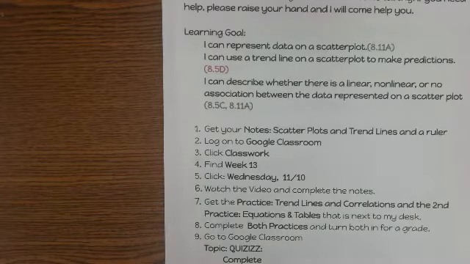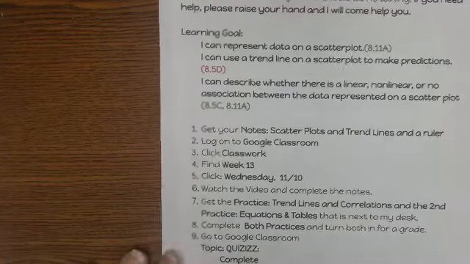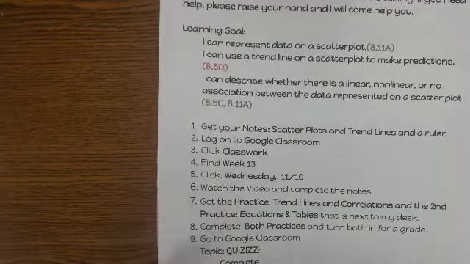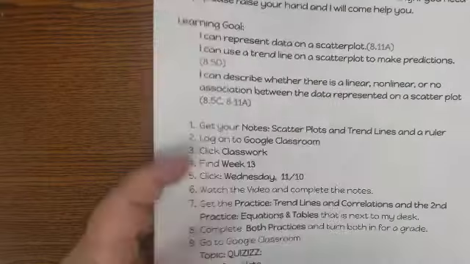Our goals are: I can represent data on a scatter plot. I can use a trend line or a line of best fit on a scatter plot to make predictions. I can describe whether there is a linear, nonlinear, or no association between the data represented on the scatter plot. So all these things we are going to be going over today, and I know that this is going to be a little bit long-winded, so you need to get your best and stay focused and keep up, okay?